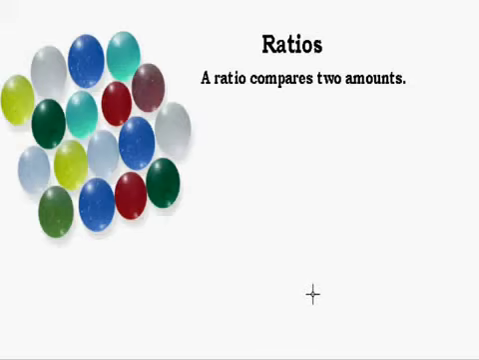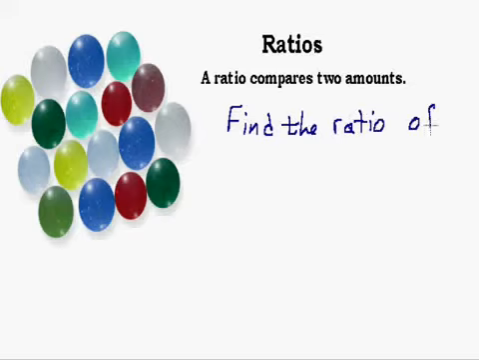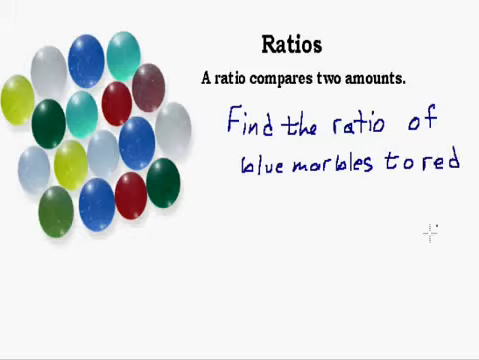A ratio can be written three different ways, and one of those ways is a fraction, which kind of goes along with what you've been working with on fractions. Let's go through a specific example here. Let's use these marbles, and let's say I wanted to find the ratio of blue marbles to red marbles. Blue marbles to red marbles. We'll assume these guys right here are the red ones, although they look a little bit maroon.